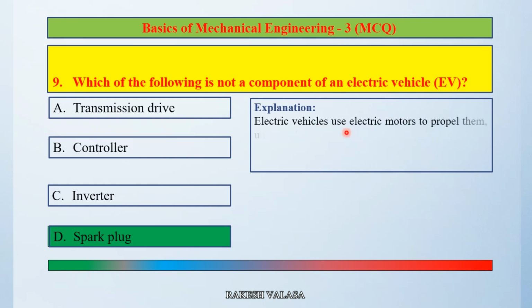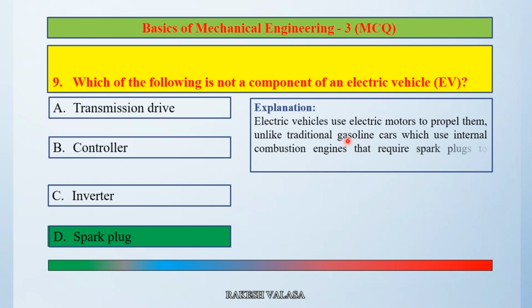Electric vehicles use electric motors to propel them, unlike traditional gasoline cars, which use internal combustion engines that require spark plugs to ignite the fuel mixture. But in an electric vehicle, the spark plug is not required. So the correct answer is option D, spark plug.